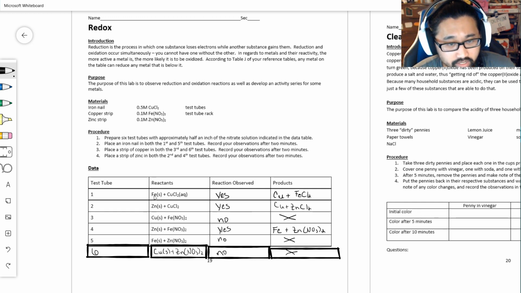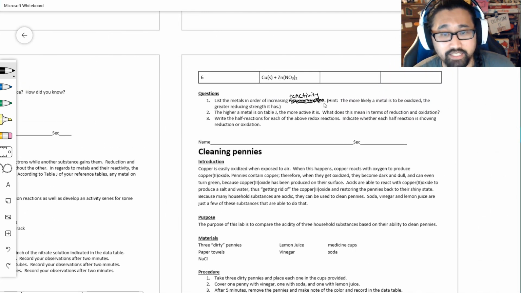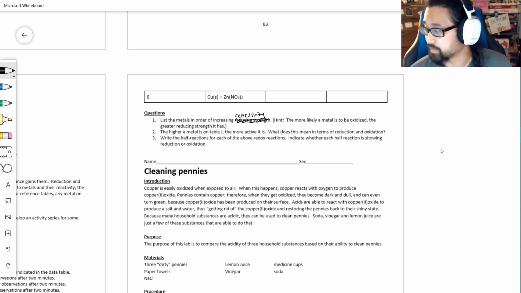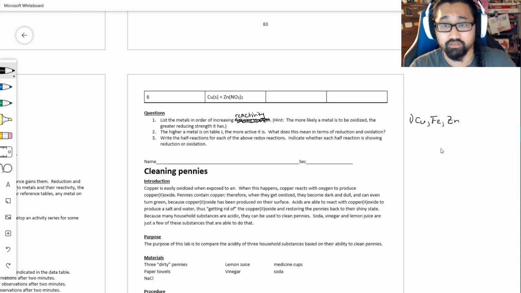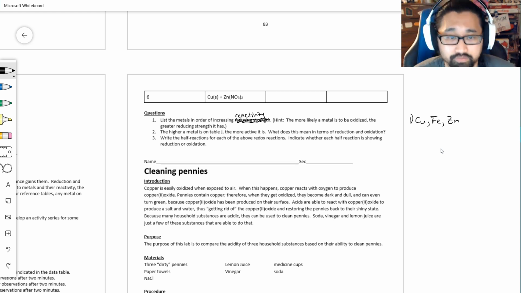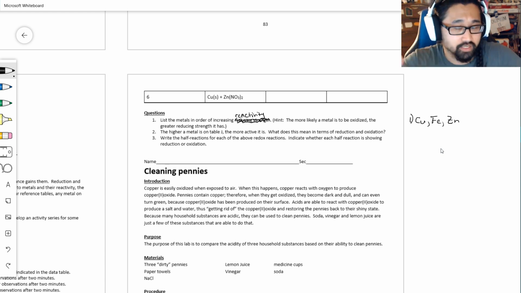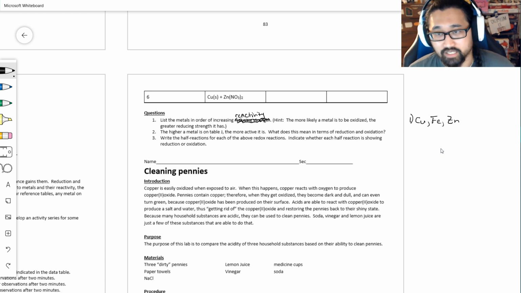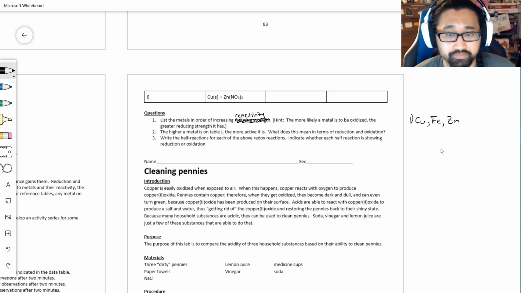And if you look, iron reacted 1 out of 2 times. Zinc reacted 2 out of 2 times. And copper reacted 0 out of 2 times. So if I'm trying to do this in terms of increasing reactivity, well, that means it was copper, and then iron, and then zinc, because copper reacted the least, iron reacted kind of the middle, and zinc reacted the most, right? Increasing reactivity is the same as increasing reducing strength, right?